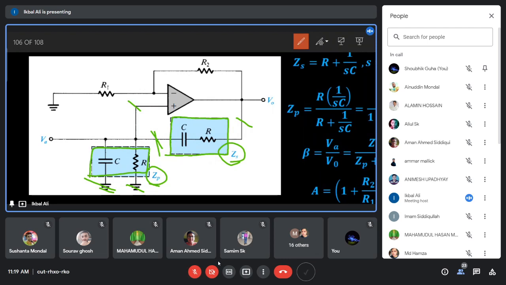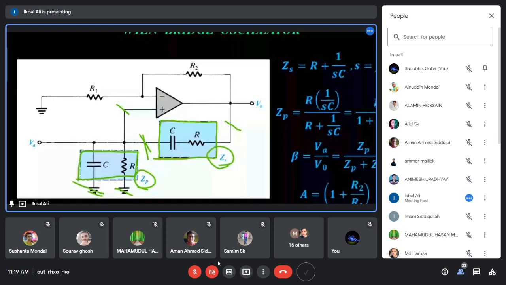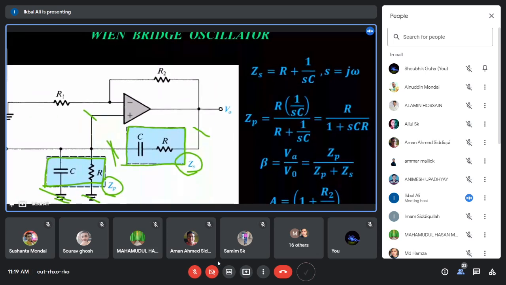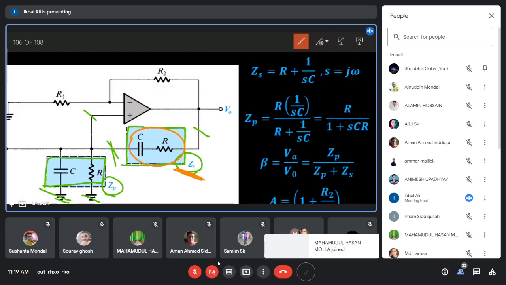Now let us very quickly calculate this ZS and ZP, because it is very easy. You are from the electrical branch, you can do it better than me. What is ZS? Now we calculate ZS. ZS is the series combination of the C and R. What is the impedance of the capacitor? 1 by SC, where S equal to J omega.